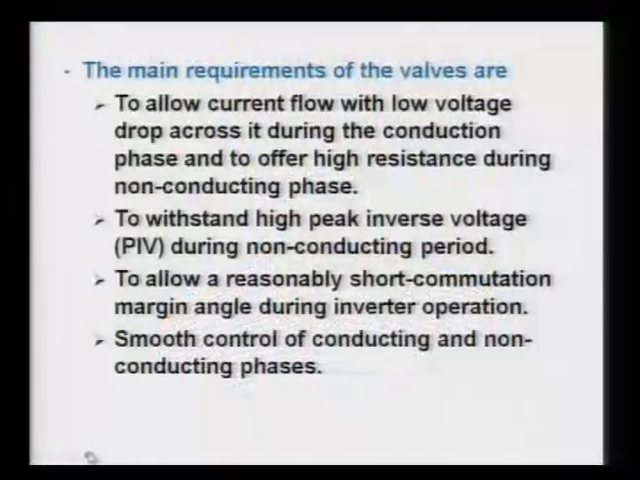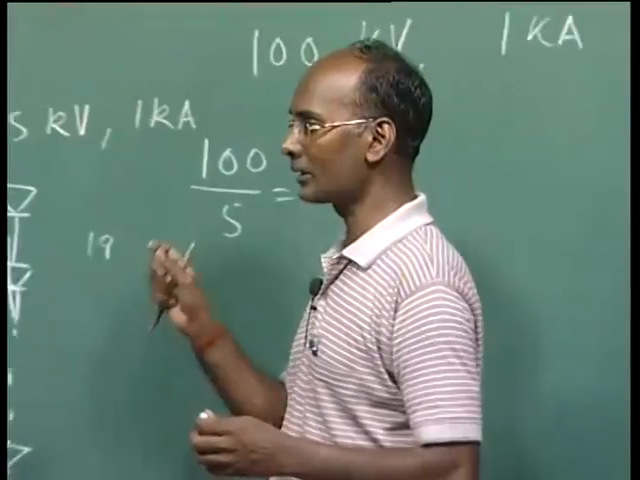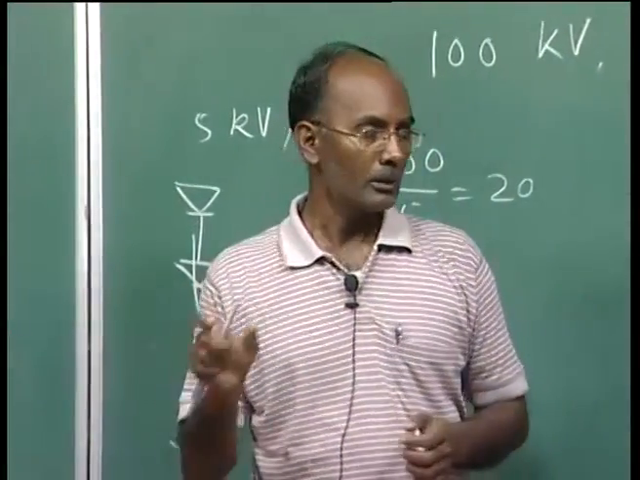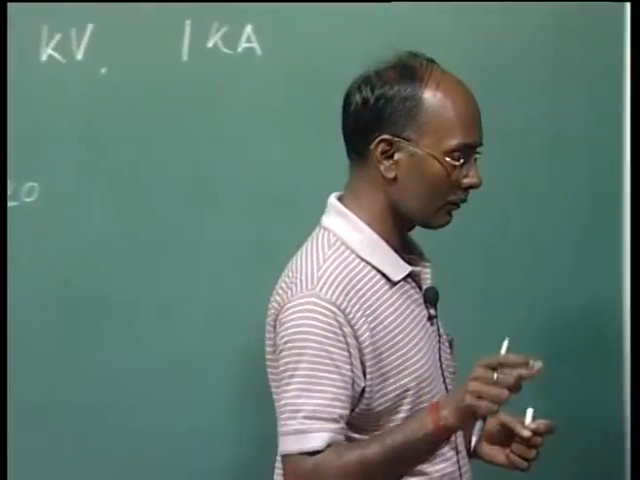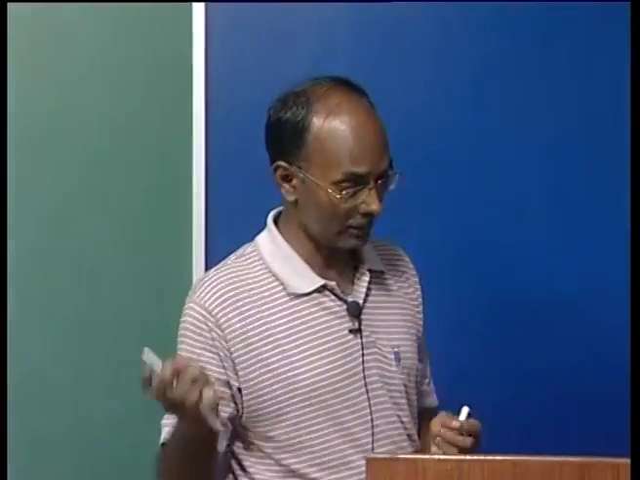Another capability required is that it should allow a reasonably short commutation margin angle during the inverter operation. This commutation margin angle we will also see when we analyze the inverter operation. It is required for proper turn off of the converter, or you can say valves, during the inverter operation. Otherwise, what will happen? There will be commutation failure, and if commutation failure occurs, it means that so many harmonics are going to be generated in the system.